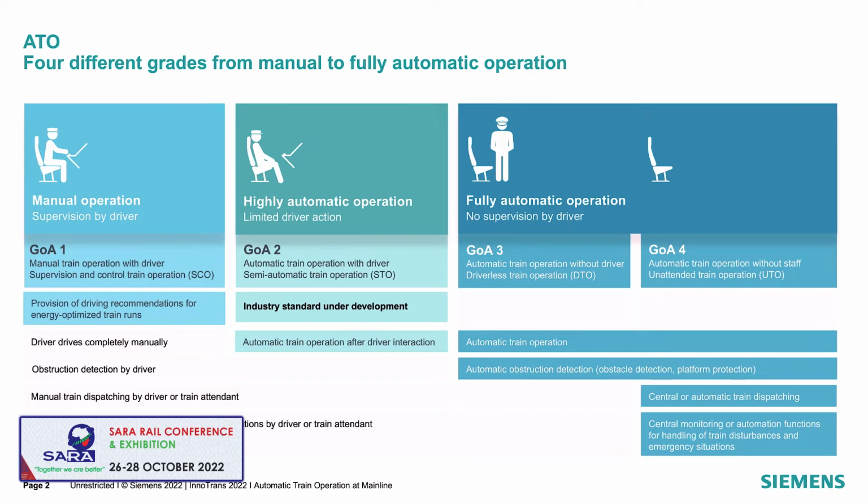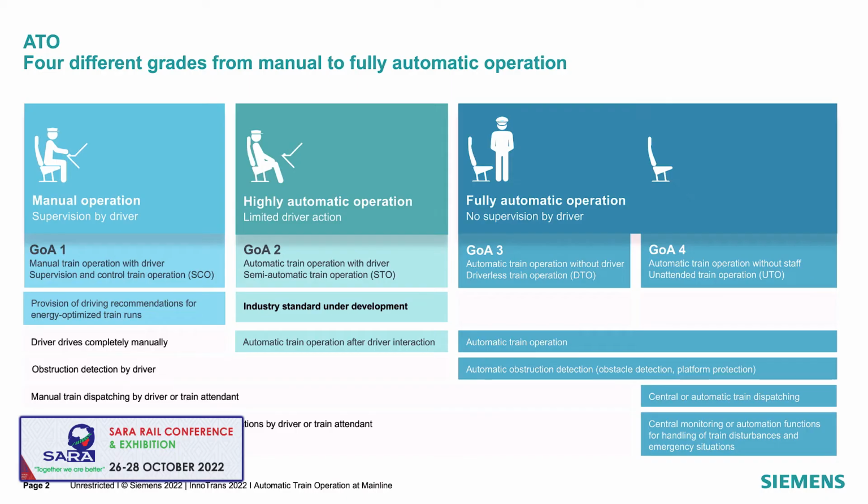So when we're talking about ATO, we have degrees or grades of automatization. We start with the left side, GoA 1. GoA 1, can you hear me well? Louder? Okay. That is a problem maybe.